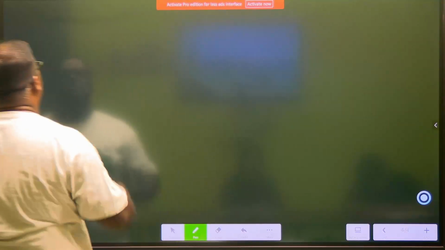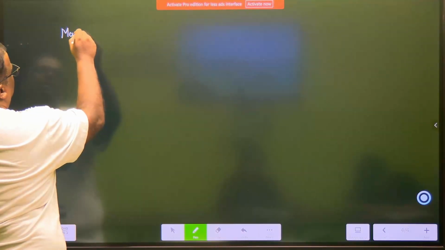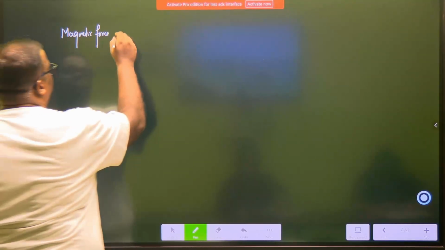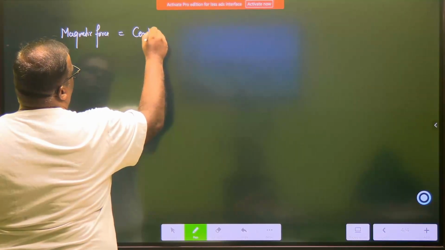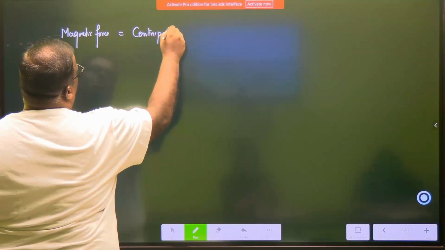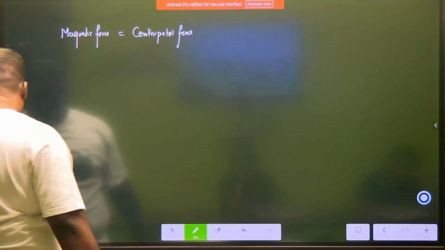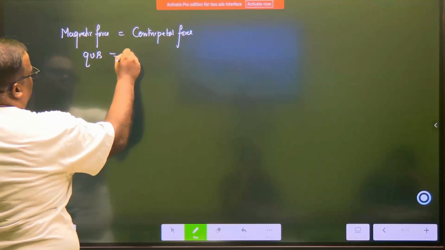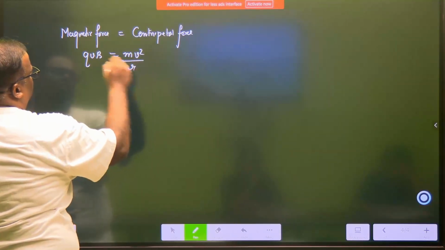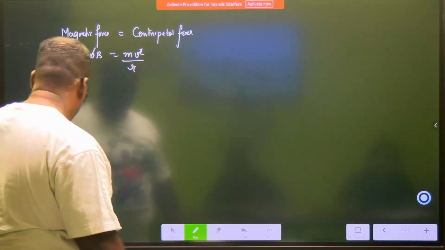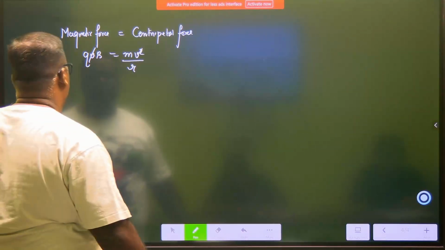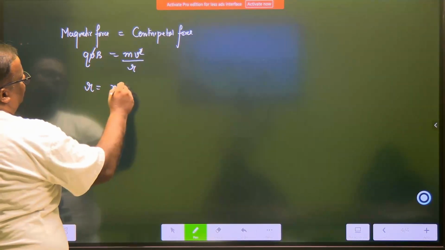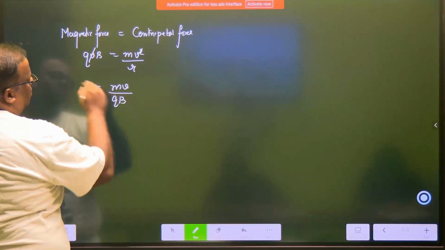So our derivation: the magnetic force will now behave as the centripetal force. The magnetic force will be the centripetal force. So QVB equals mv square by r. V cancels one v from v square. And this gives you the definition of R. So R is equal to mv divided by QB. Keep this relation, you will need this.